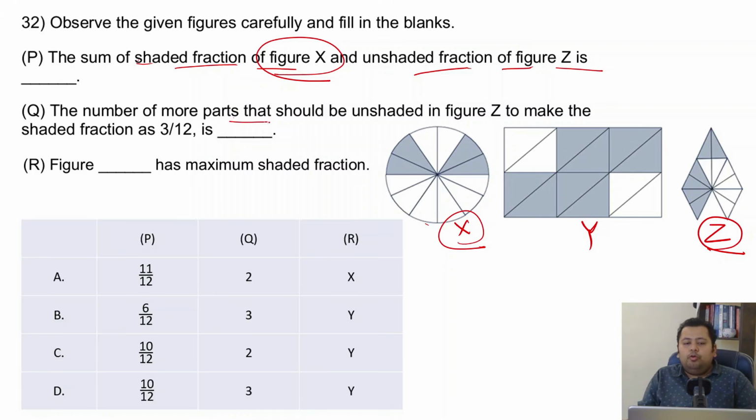Second, the number of more parts that should be unshaded in figure Z, how many more parts have to be unshaded to make the shaded fraction 3 by 12, right? Again, you just have to think through how it has to be done, else we will solve it together. Figure dash has the maximum shaded fraction, right? So that we will solve. Now pause the video, solve it first, and then look at the solution.